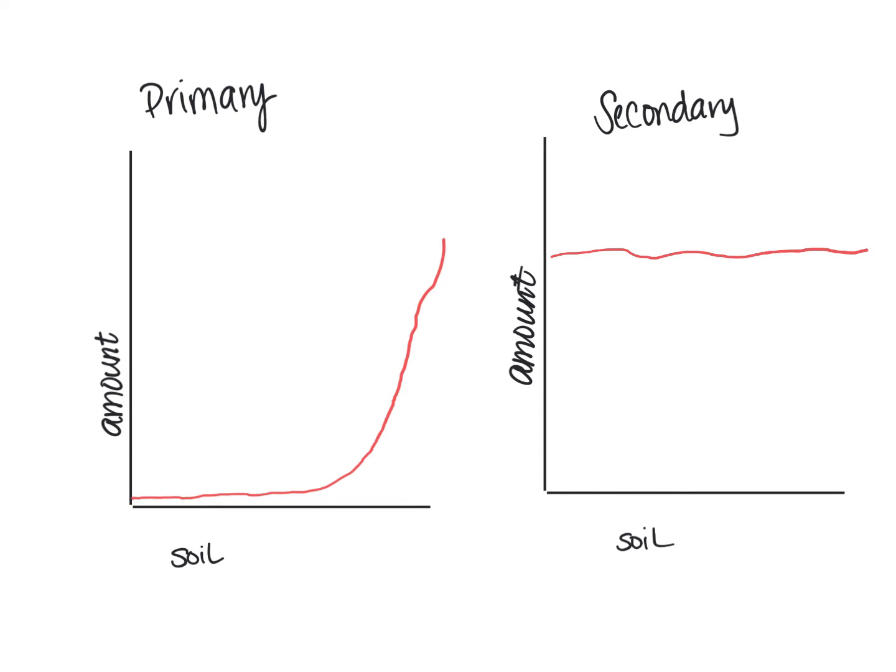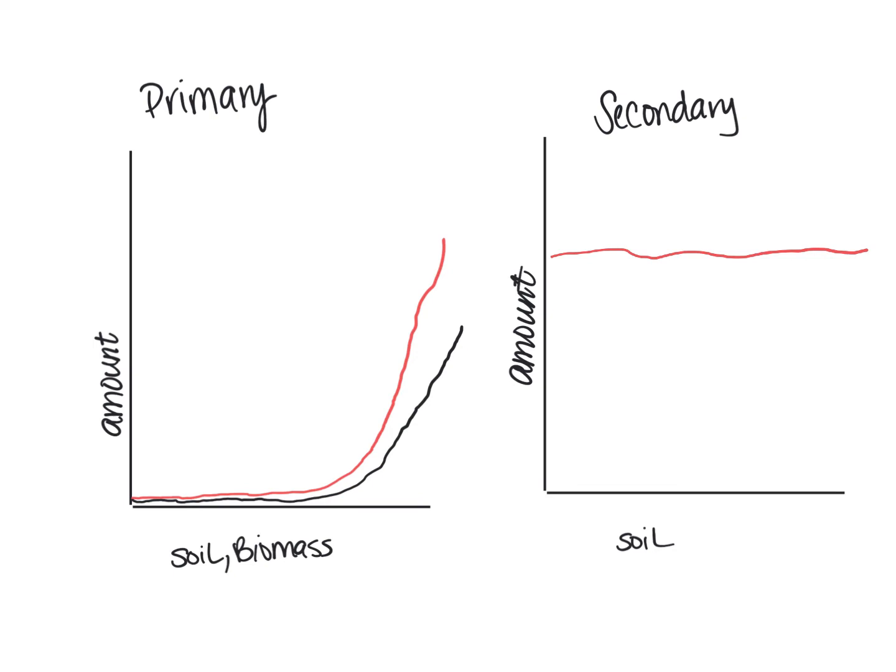Now let's take a look at how this would affect the amount of biomass present. Biomass would be plants and animals. And in primary succession, again, we don't have soil present, so the amount of biomass is going to stay very, very low, and it won't start accumulating until after the soil begins to build up. So it would probably look something like this.